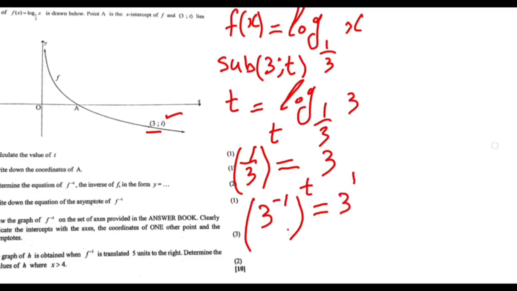Now I'm going to solve. So 1 over 3 to the power t becomes 3 to the power negative t, which is equal to 3 to the power 1. Now the bases are the same, so I'm going to equate the exponents. Negative t is equal to 1. Divide both sides by negative 1, so t is equal to negative 1. This is my final answer.